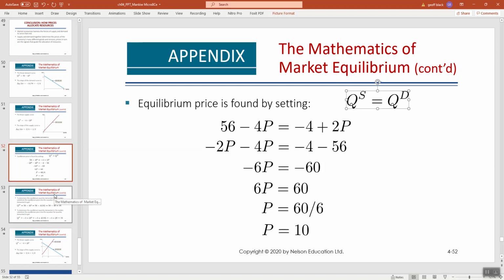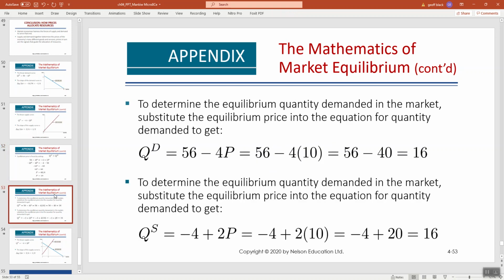Now, once you know the price, you can solve for q, because q is the same for both. So it doesn't matter if you sub it into quantity demand. Okay, so if you sub a 10 in for p here, like they just did here, so 56 minus 4p equals 56 minus, it's 40, right?